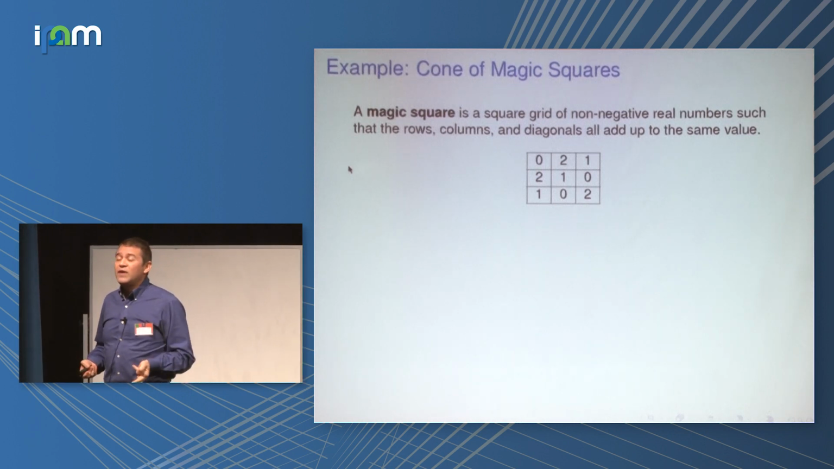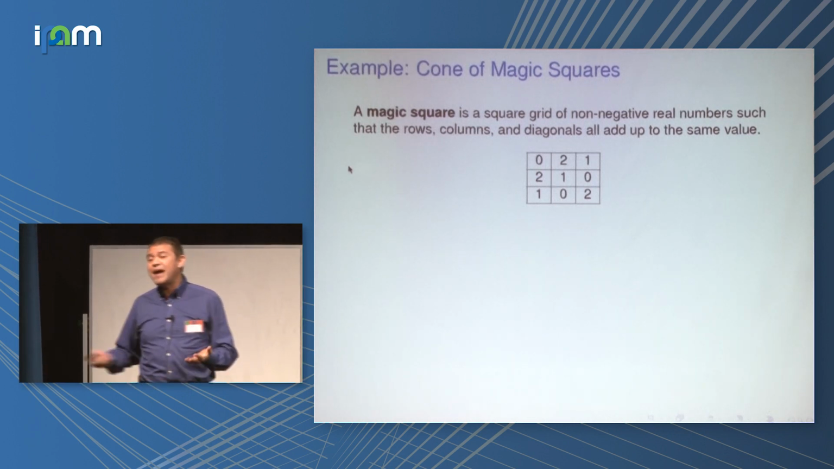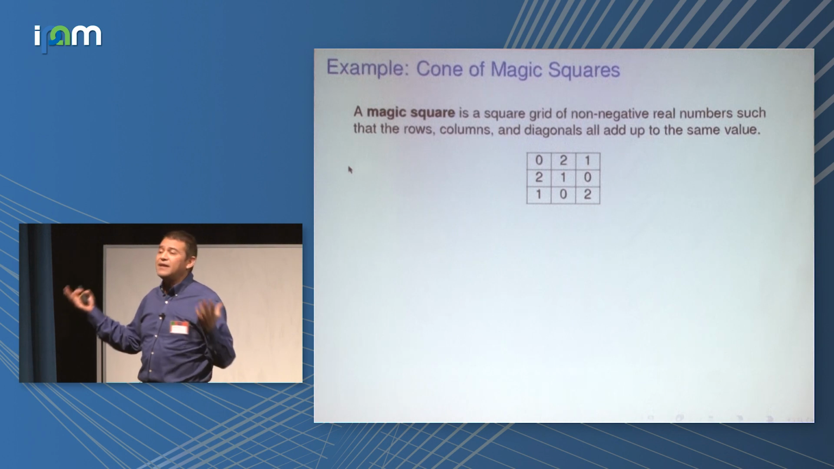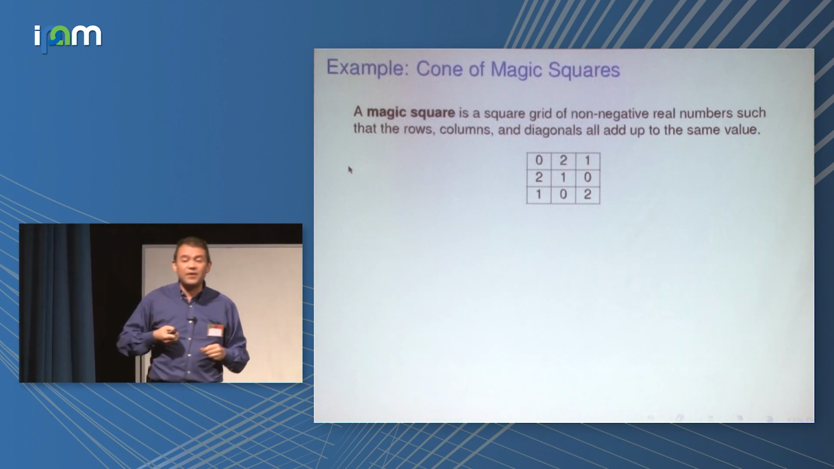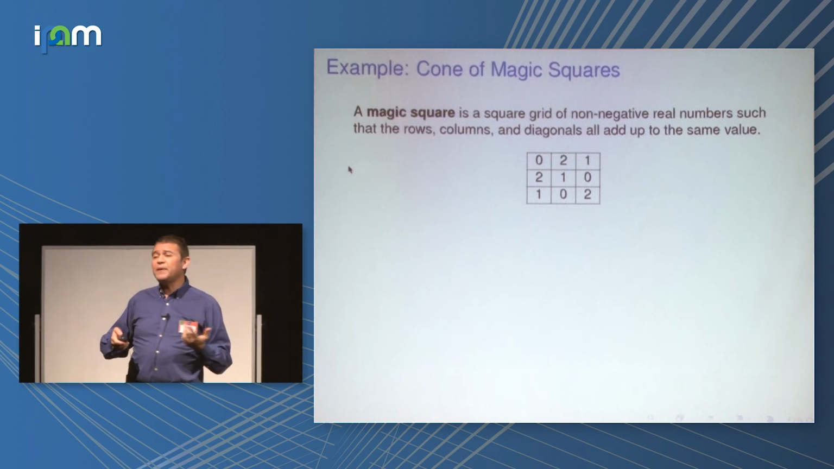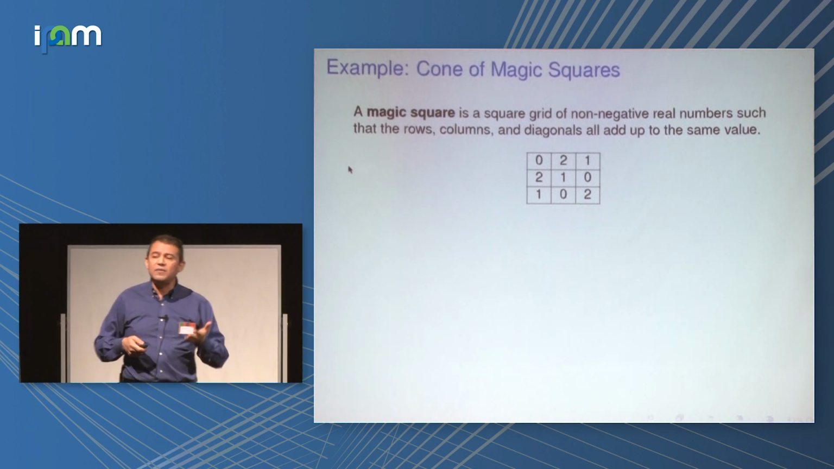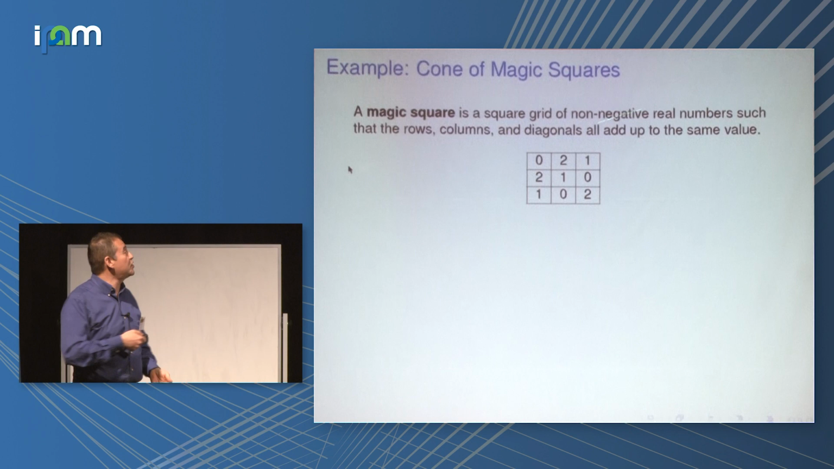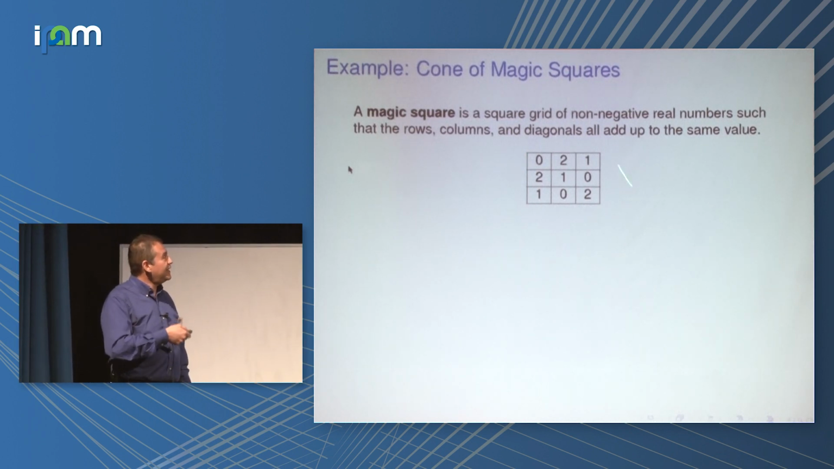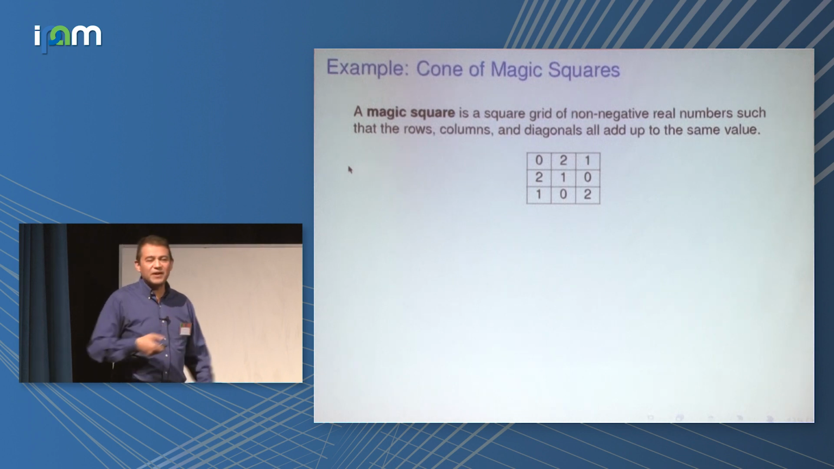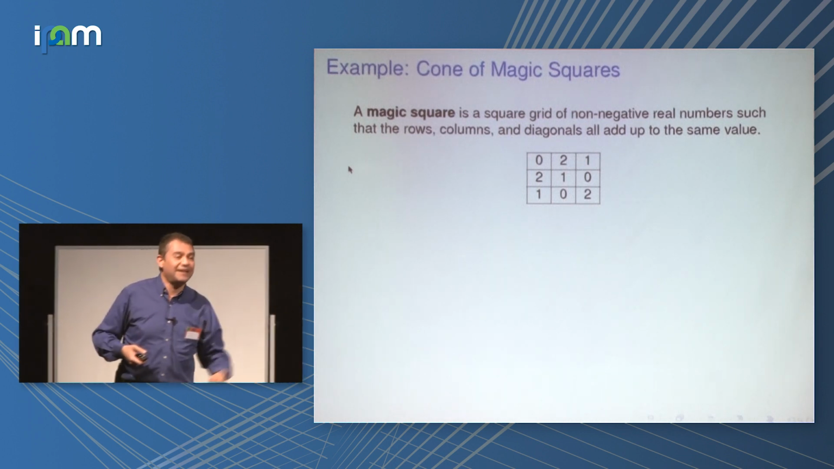And this is the cone of n by n magic matrices. So what's a magic matrix? It's an n by n matrix that you fill with non-negative real numbers, with the property that every row sum, column sum, and diagonal sum is the same. So for example, here 0 plus 2 plus 1 is 3, 3, 3. Everywhere you see is a 3. The magic sum is 3.